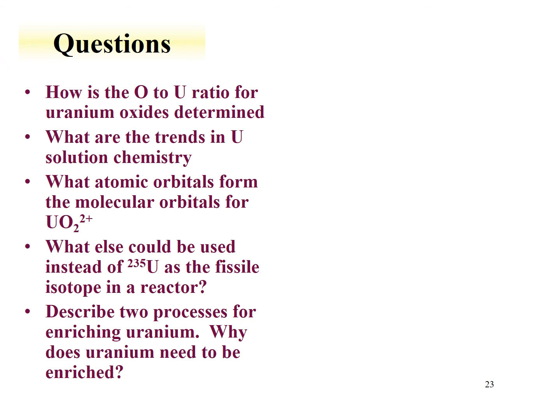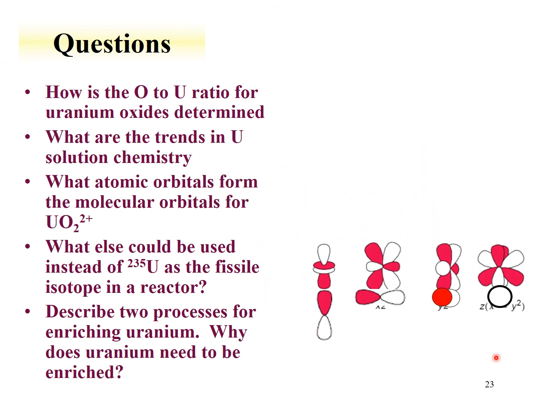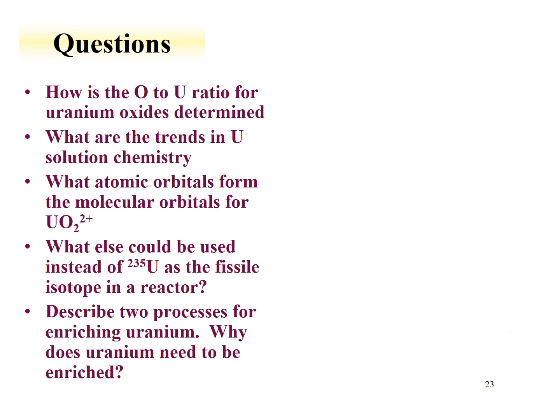What are the atomic orbitals that are used to form molecular orbitals for UO2? Those are shown here. These are just the F electrons orbitals that have overlapping with the PZ, the oxygen P orbitals, and the oxygen S orbitals. What else can be used instead of U-235 as a fissile isotope in a reactor? Well, the other uranium isotope one could use would be uranium-233. And describe 2 processes for enriching uranium: a laser-based method, 2 gas methods, centrifuge and diffusion.